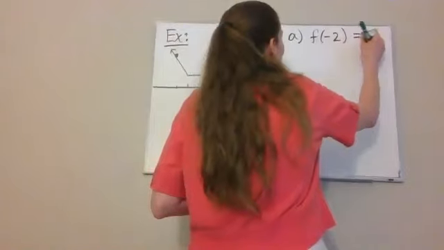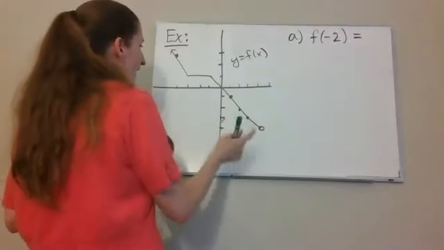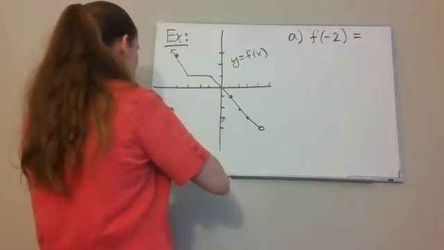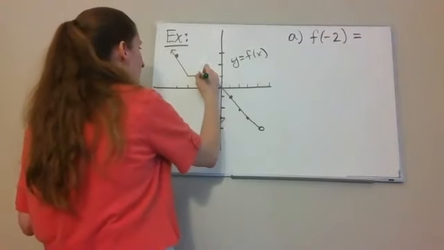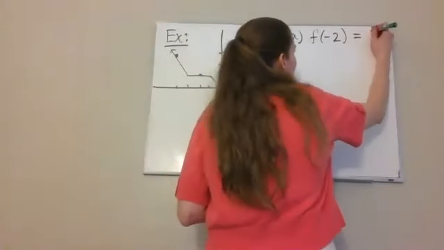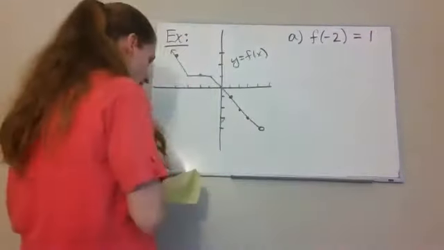F of -2, we go to where x is -2 on the graph and find the y value of that point. And I get my y value is equal to 1. So I get 1 for f of -2.